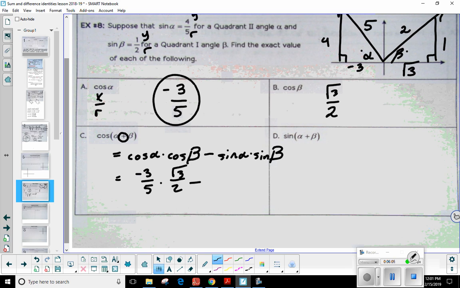Now, what about sine of alpha? There you go. See, we already knew that. It was part of the information given to me so I could work the problem. So instead of sine of alpha, I'm going to put 4/5 times sine of beta. What was that? 1/2. Okay. There you go. We have no idea what alpha and beta are, and we don't need to know. So now we just simplify this, and that's the end of C.